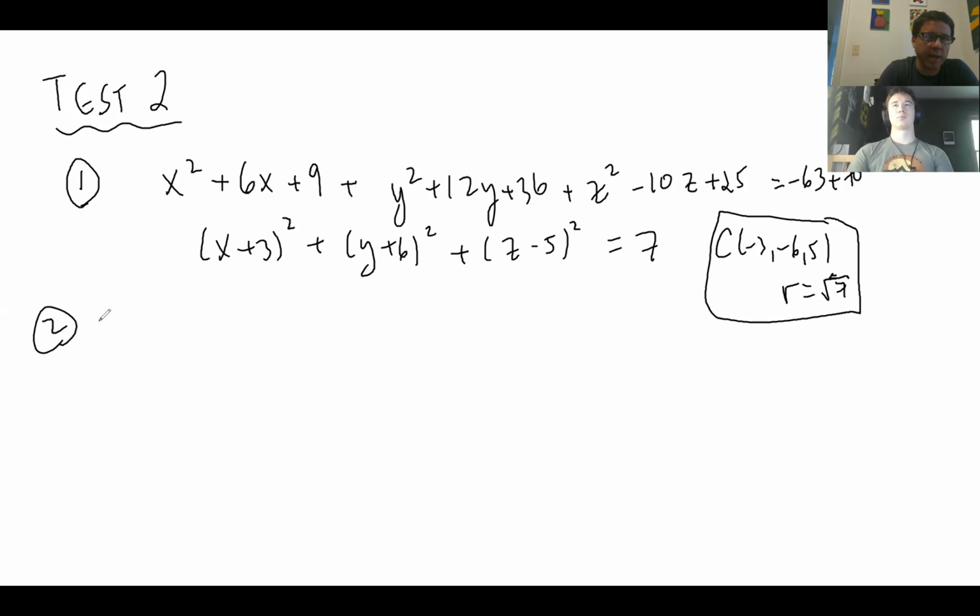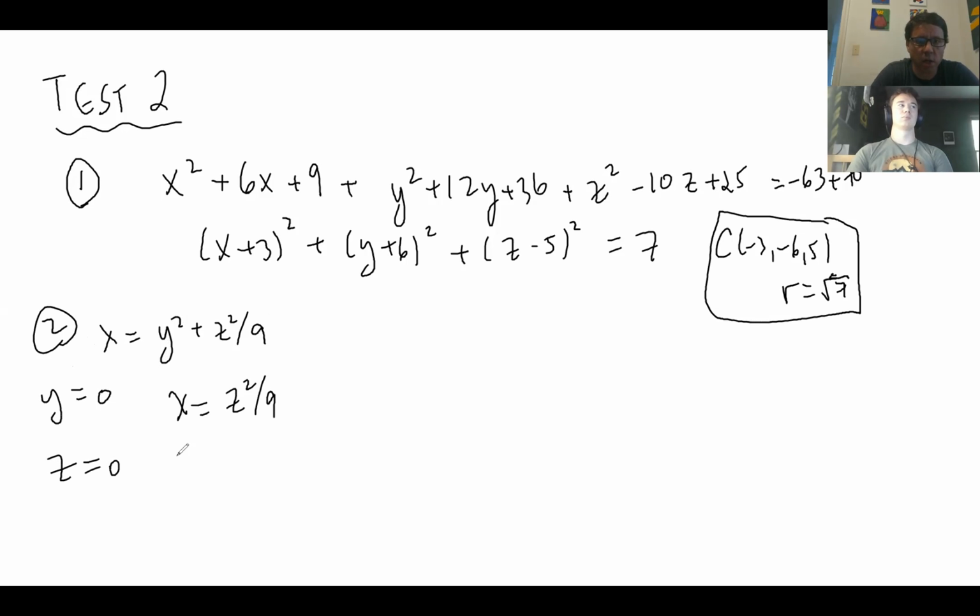Number 2, x equals y squared plus z squared over 9. Now, if you set y to be 0, these are the things called the traces or level curves. It just means you want to condense from 3D down to 2D. And you have to look at it from 3 different directions and hopefully be able to piece them together into a picture. It takes a little bit of practice. So if y is 0, then x is z squared over 9. If z is 0, then x is equal to y squared. So those are both parabolas.